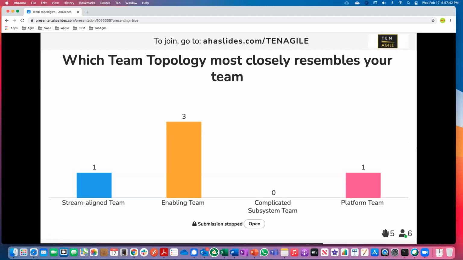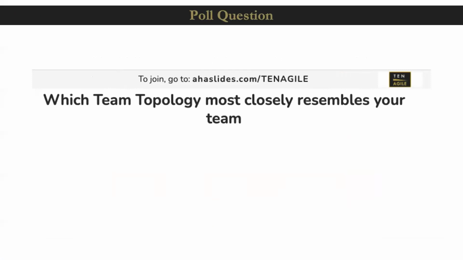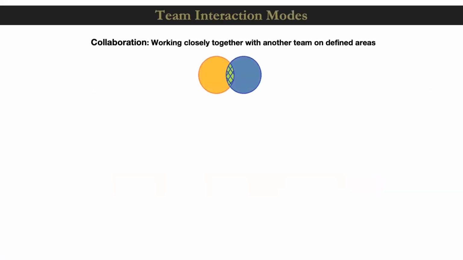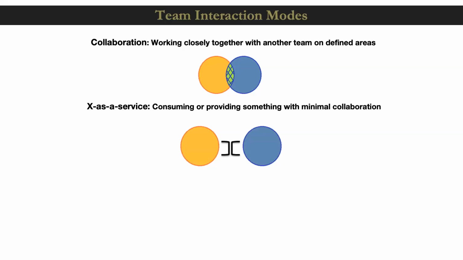Great. Thanks for participating. Let's go back and take a quick look at some of the interaction modes that can be utilized with these four topologies. First up is collaboration, working closely together with another team on defined areas. And this requires tight coupling, as is evident from the icon describing the collaboration team approach.